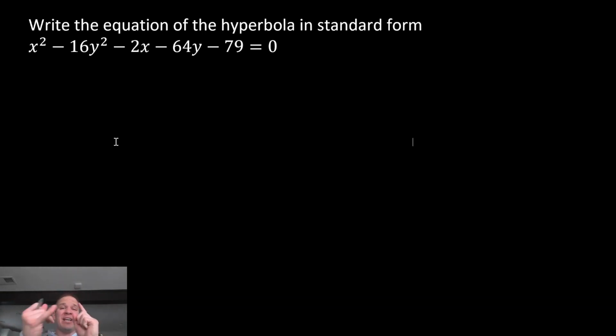But we've dealt with this in circles, parabolas, ellipses. We can do it here as well, and we're going to be using completing the square to do so. First things first, let's organize my x's, my y's, and let's get that constant to the other side.